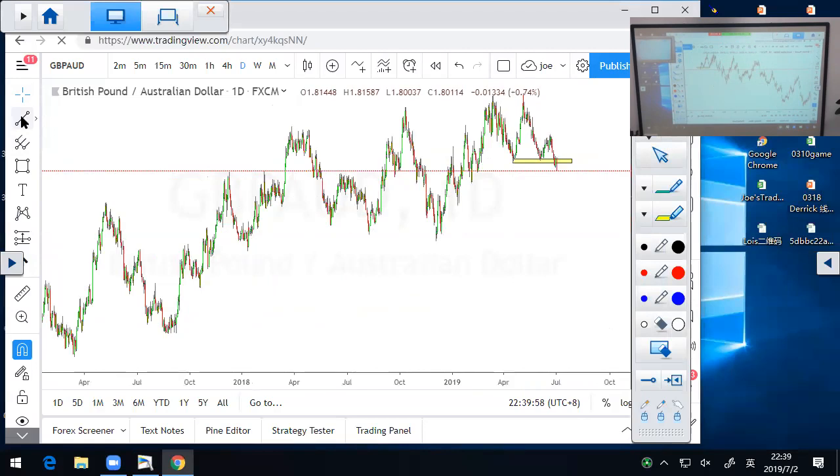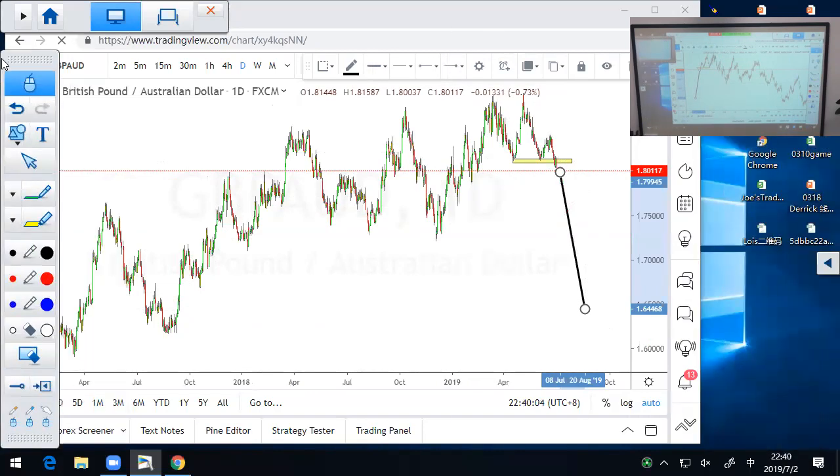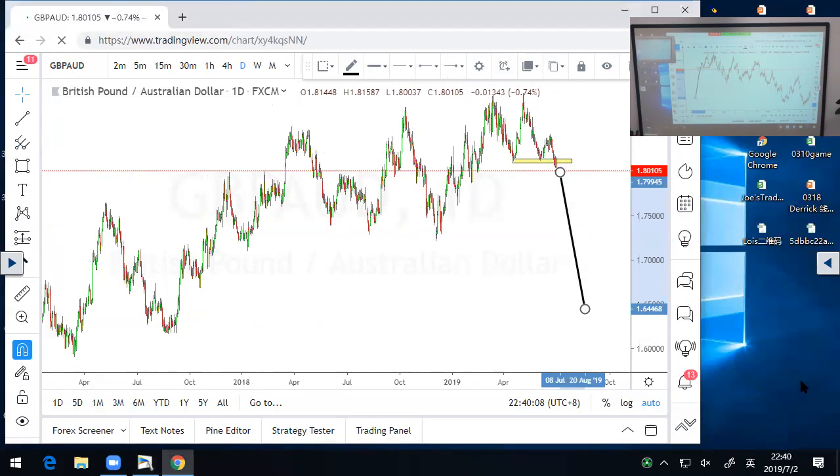Sometimes you will never know where the market drops. It may go to here as well. 1.64 is also possible. You don't know that. So hold your short from the high, take some profit, and hold some risk-free trade. Okay. Good. Let's move on to dollar yen.